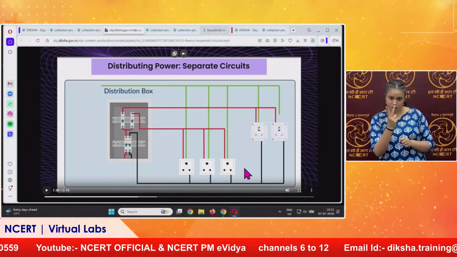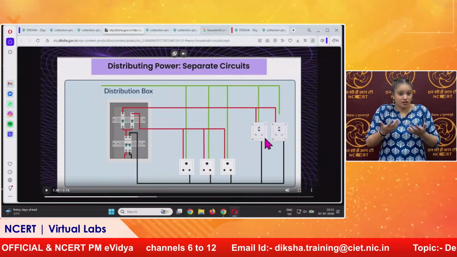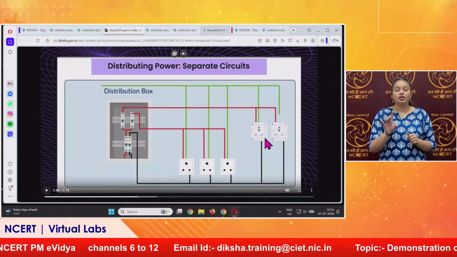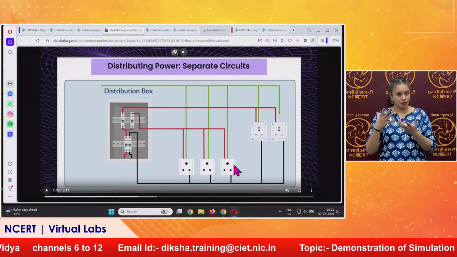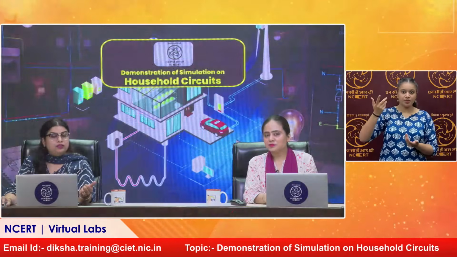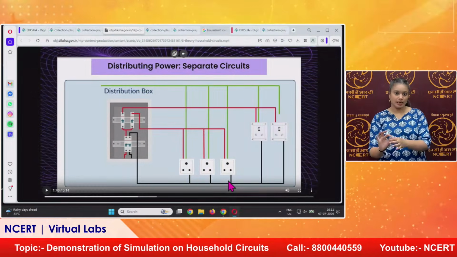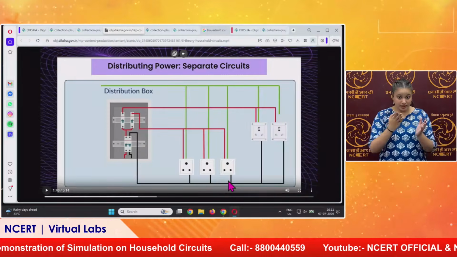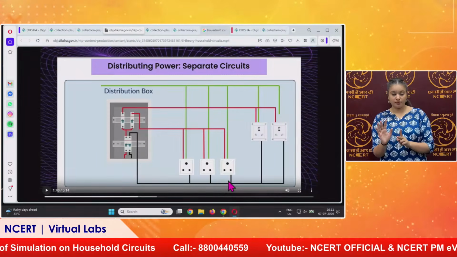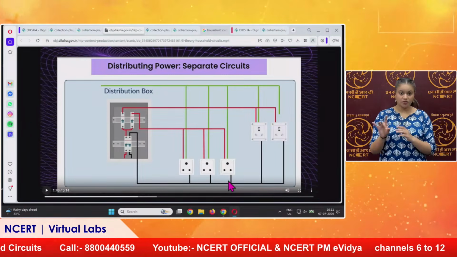Why is that? Because for heavy load appliances we require 15 ampere of current. They will not operate on 5 ampere. And for things like fans and bulbs, we need a 5 ampere current load. So accordingly these switches are there, and accordingly we have to divide the entire current into 2 parts: one is a 5 ampere circuit and one is a 15 ampere circuit.